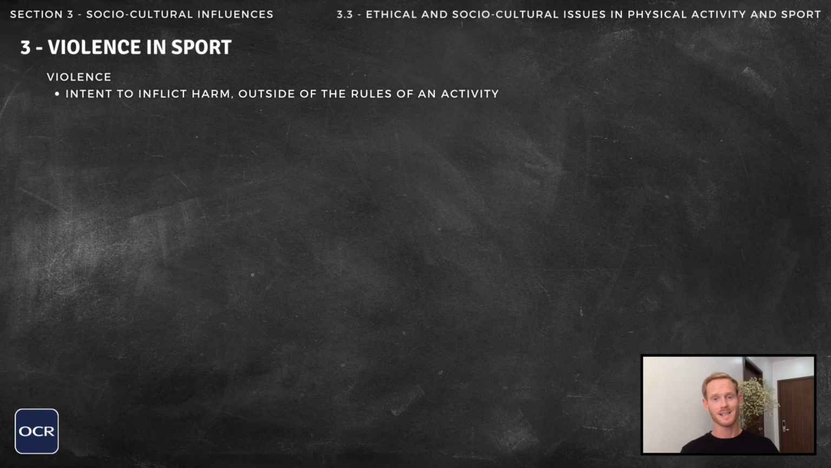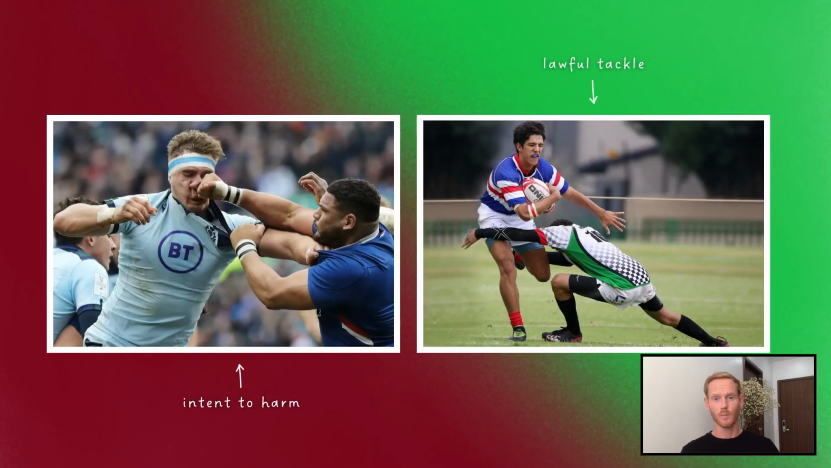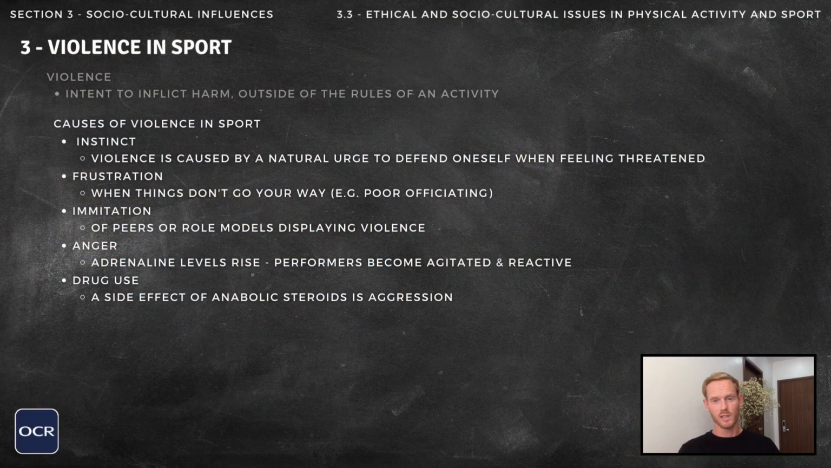So violence is the intent to inflict harm outside the rules of the activity. For example, fighting during a rugby match is clearly an act of violence, while tackling with correct technique and with the motive of defending is not. There are several causes of violence in sport that you need to consider.